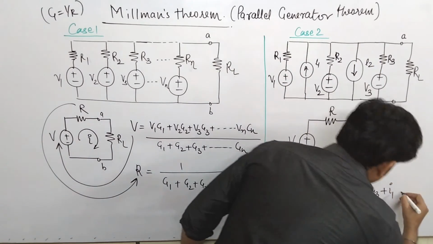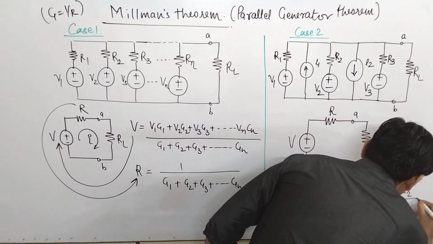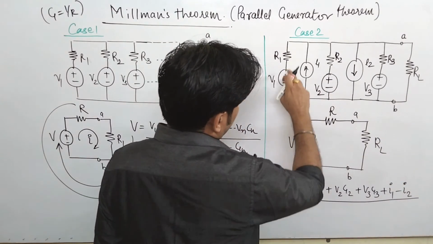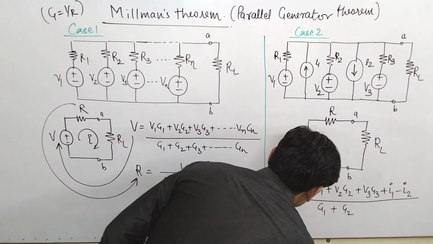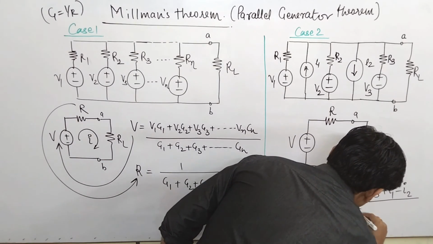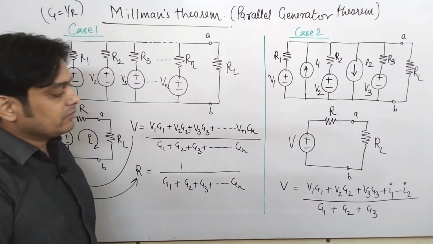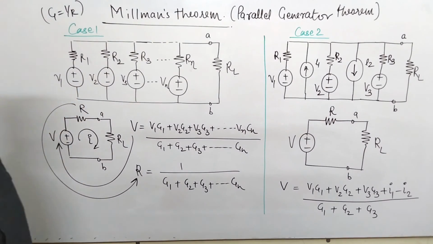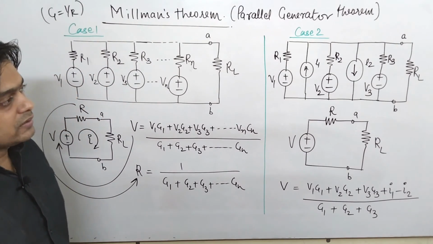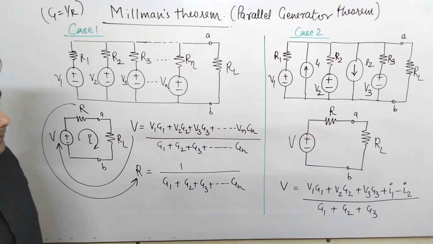Here the current is going in the opposite direction, so this comes to be minus I2. Please keep in mind, very important thing, upon again G1 plus G2 plus G3, since there are only 3 resistances present. So this is a case in which I have taken 2 current sources also. This is actually the value of your V.